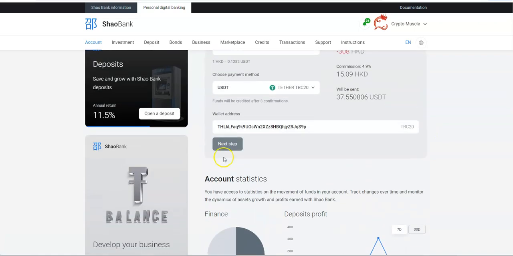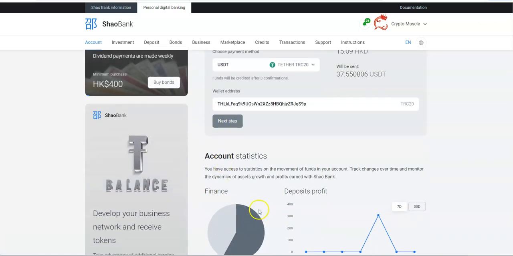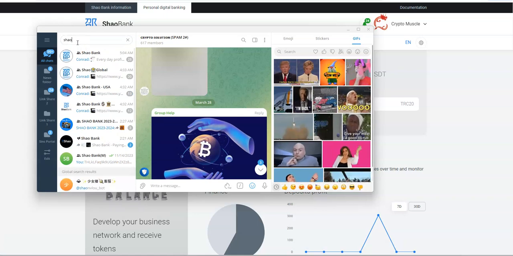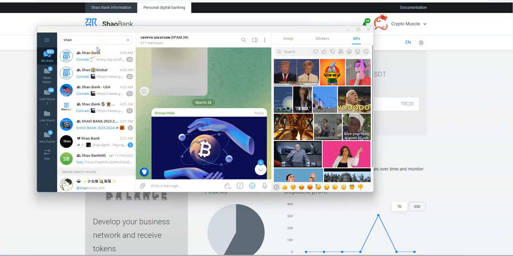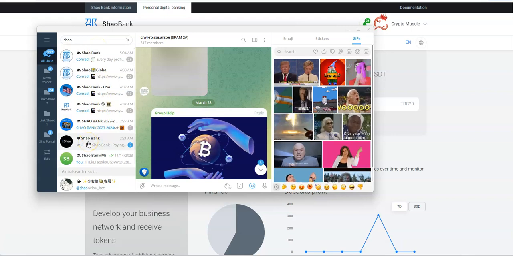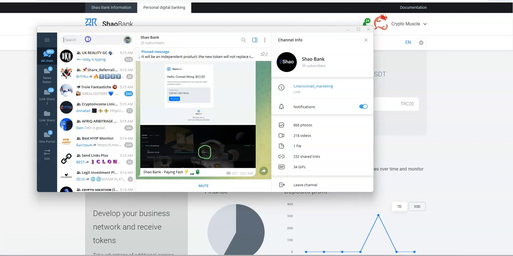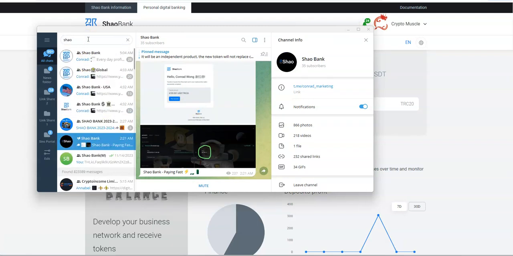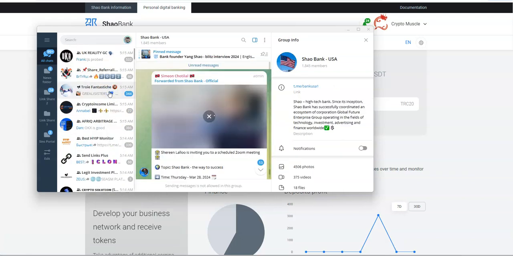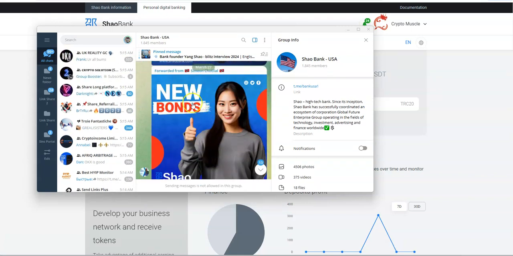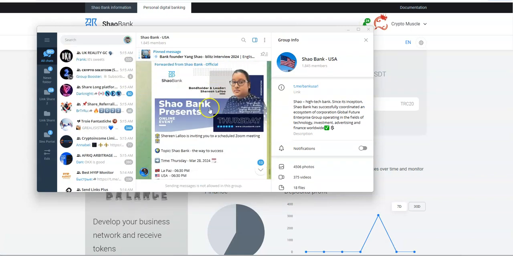All right, so let me take a look at, I'm going to look up Shao Bank. There are several Shao Bank Telegram groups. Let me see here. Yeah, no, that's probably some smaller group. Let's do Shao Bank USA, the USA group here. So new bonds are coming. Thumbs up.